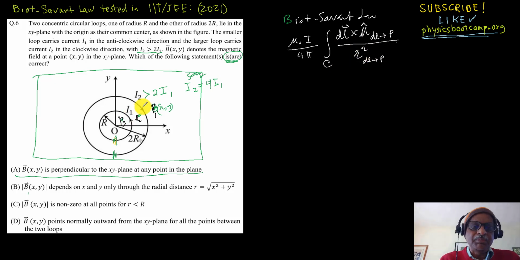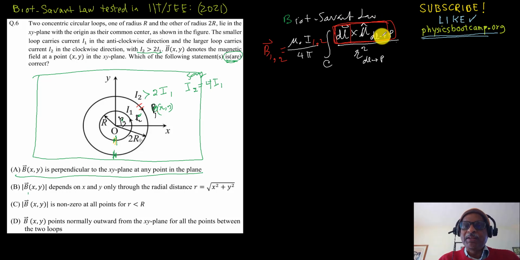So if we look at any element, let's see, we look at this element and this point. This is going to be for all the dl's of this or this. So I1 is going to give B1, and for I2 it's going to be the same kind of integral, giving B2. So the direction is going to come from just this, right?